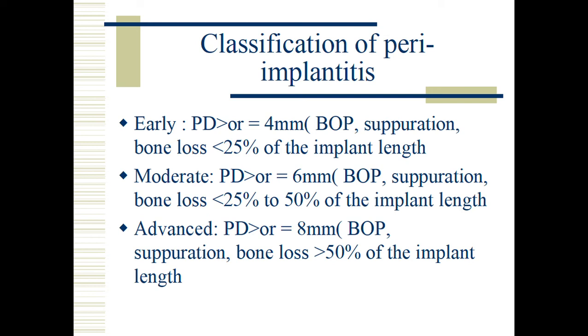In early, pocket depth is greater than or equal to 4 mm. Bleeding on probing is there, suppuration, bone loss in less than 25% of the implant length. In moderate, pocket depth is greater than or equal to 6 mm, bleeding on probing is there, pus formation is there, bone loss is 25% to 50% of the implant length. In advanced case, pocket depth is greater than or equal to 8 mm and bleeding on probing, pus formation is there, bone loss is greater than 50% of the implant length.